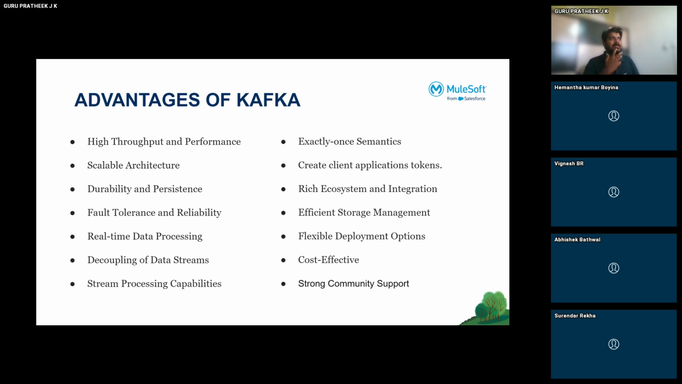Decoupling data stream. What this means is producers, brokers, and consumers are independent. The producer is not dependent on the consumer. The consumer is not directly dependent on the producer, because we have a middle broker layer here. Stream processing capabilities. We can also stream the data, and that's one of the big advantages. There is a limit of 1 MB. Currently in Apache Kafka and even in MuleSoft, we cannot push data greater than 1 MB. But in the major use cases I have seen, data will not go beyond around 250 KB.